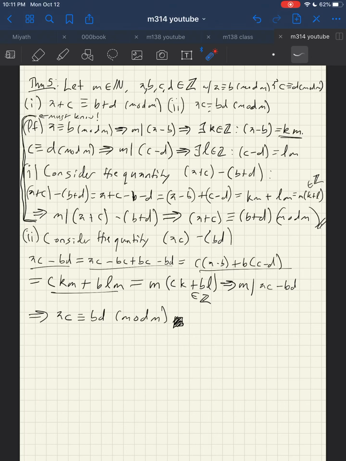Now, if you're curious, where did BC come from? I think it's not so far out there, because I want somehow to relate this quantity to this quantity. And I know something about A minus B, and I know something about C minus D. So if there was a way to sort of get this C with this D and get this A with this B, it'd be great.